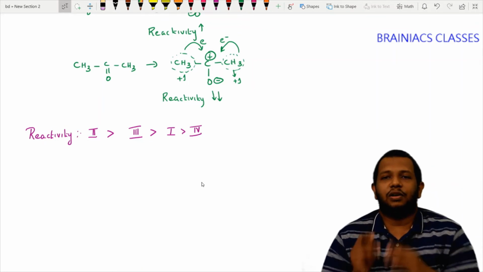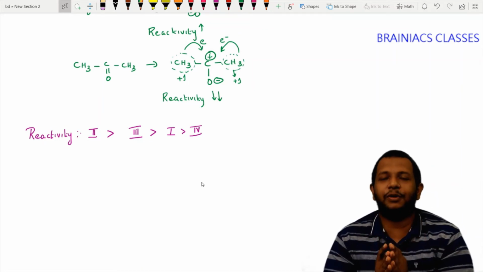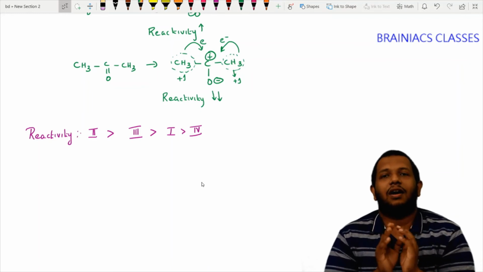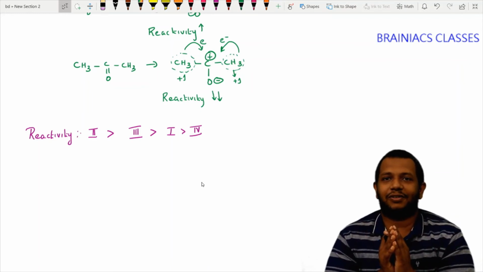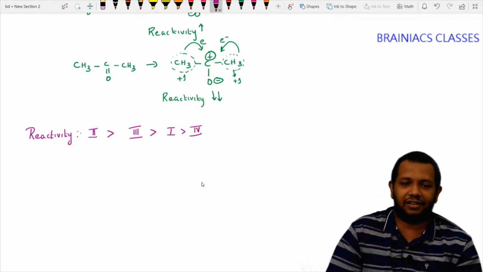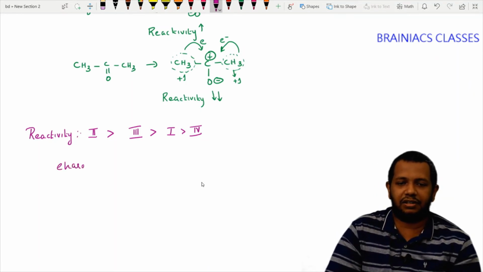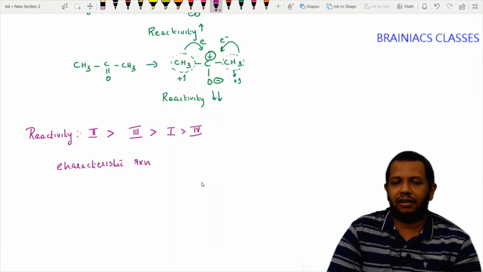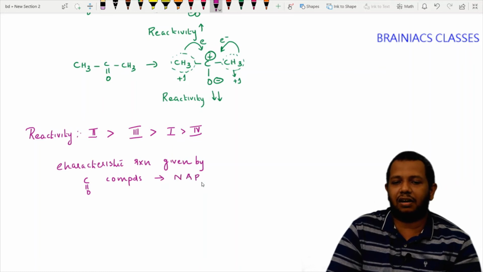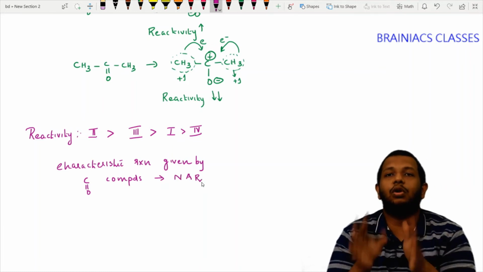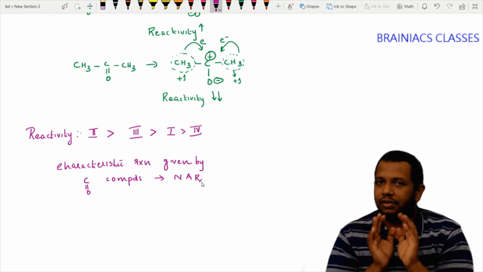So I hope you got a fair idea of how to use inductive effect to predict the reactivity of carbonyl compounds. And now you know that the characteristic reaction given by carbonyl compounds is NAR. NAR stands for nucleophilic addition reaction. Is that clear for everyone?